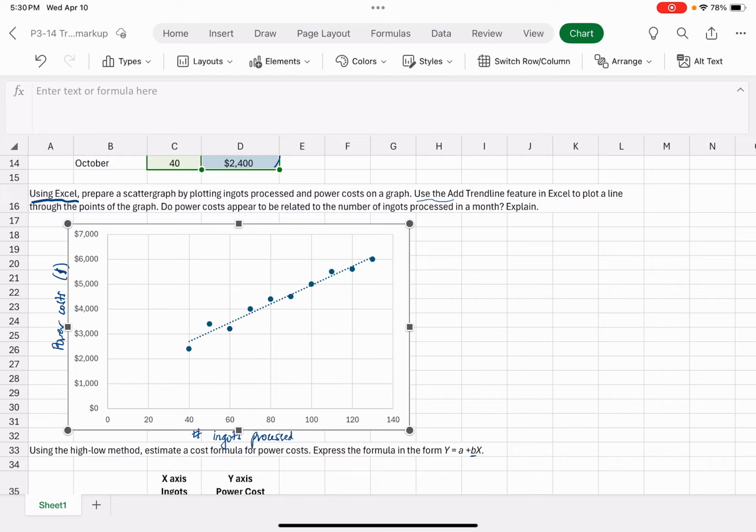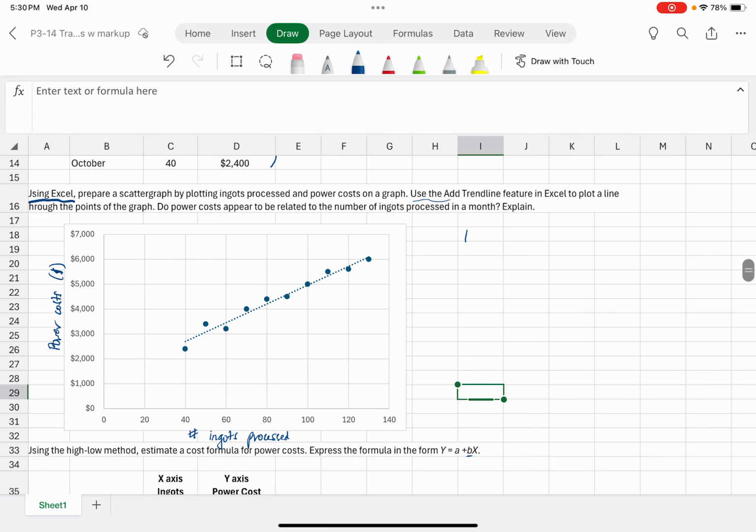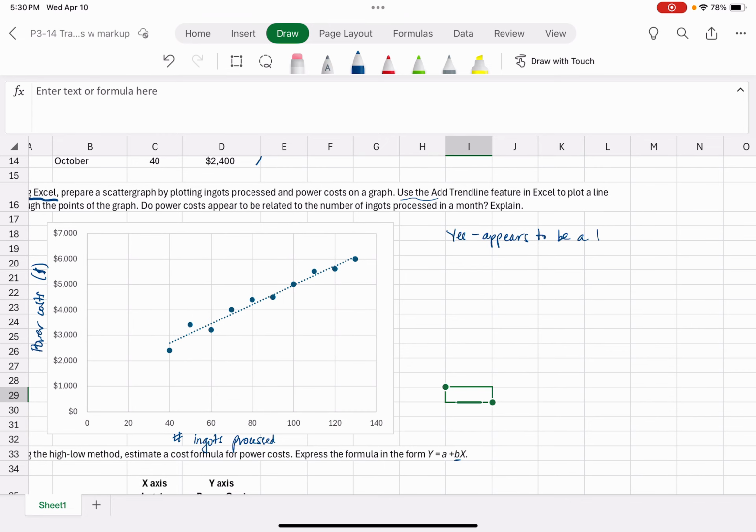And there's that line of best fit, and that convinces me, do power costs appear to be related to the number of ingots processed in a month? I would say yes, they do appear to be related. Yes, appears to be a linear relationship. I mean, it's not perfect. It's not perfectly linear because not every dot touches the line, but they're all pretty darn close.